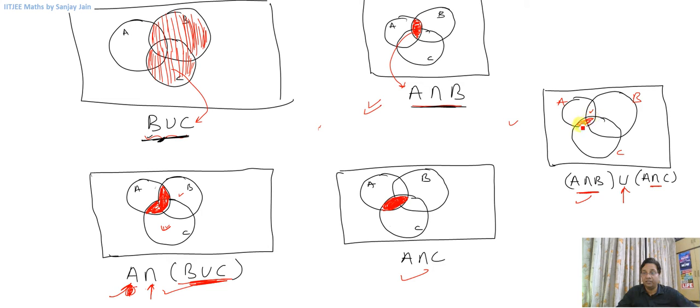So I require this as well as this, because I need to take union, right? So this is the area. Now if you notice this diagram and this diagram, these are giving me the same area. Why? If you notice these two expressions, you will see that intersection can be distributed over union, right? So this is the distributed version of this only, A intersection B union A intersection C. So it has to give me the same area.